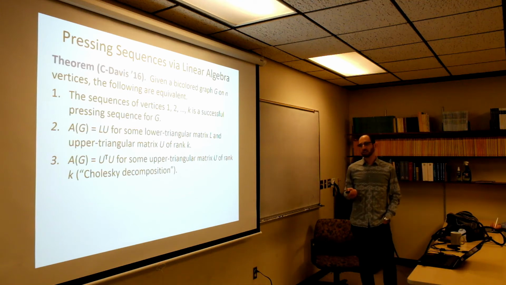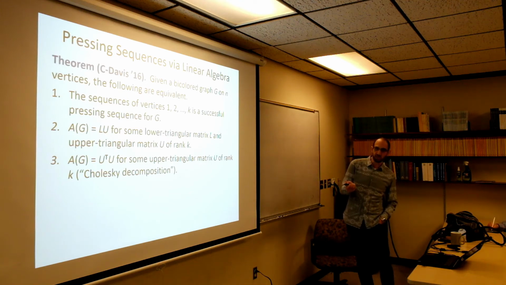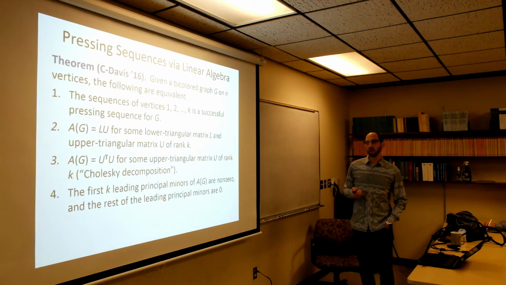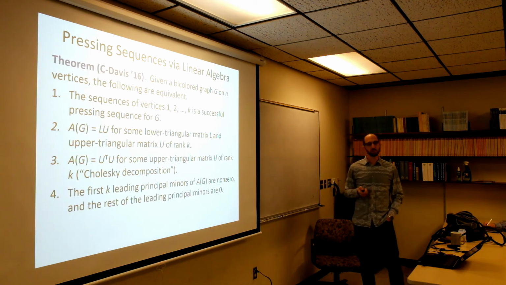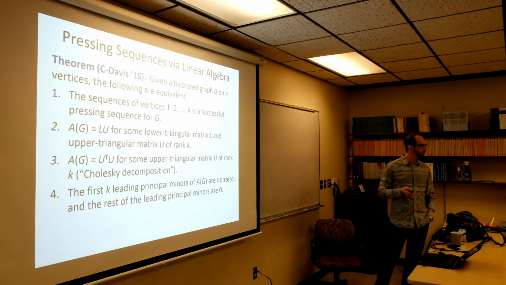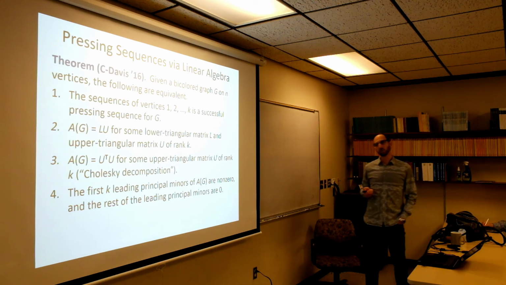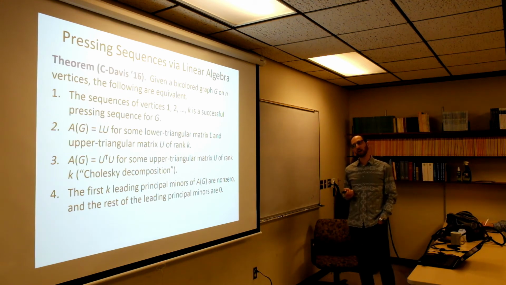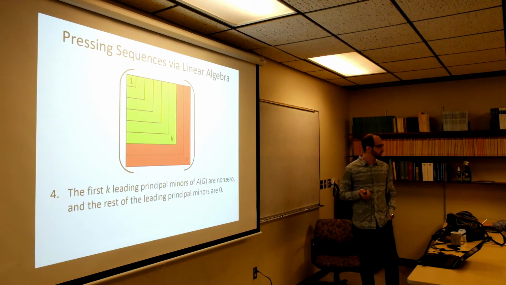The idea is that it's actually equivalent to the existence of an LU factorization to have this, but not in general, right? So this is over F2, it's a very special setting. And also equivalent to it, and this looks just like Sylvester's condition for semi-definiteness, if you're familiar with that: the first leading K principal minors of the adjacency matrix are non-zero, and the rest are 0. So that looks like this, just a little schematic.